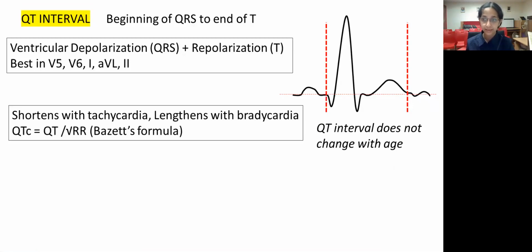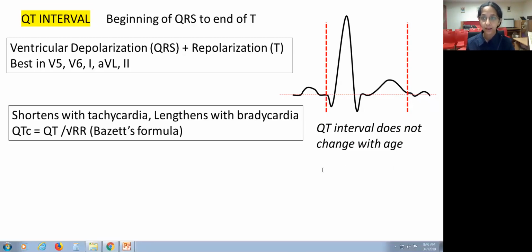And hence, it was formulated that you need to correct your QT interval for the heart rate. And that's where Bazett's formula came up. So QTc, which is the corrected QT interval, is QT interval divided by square root of RR interval.